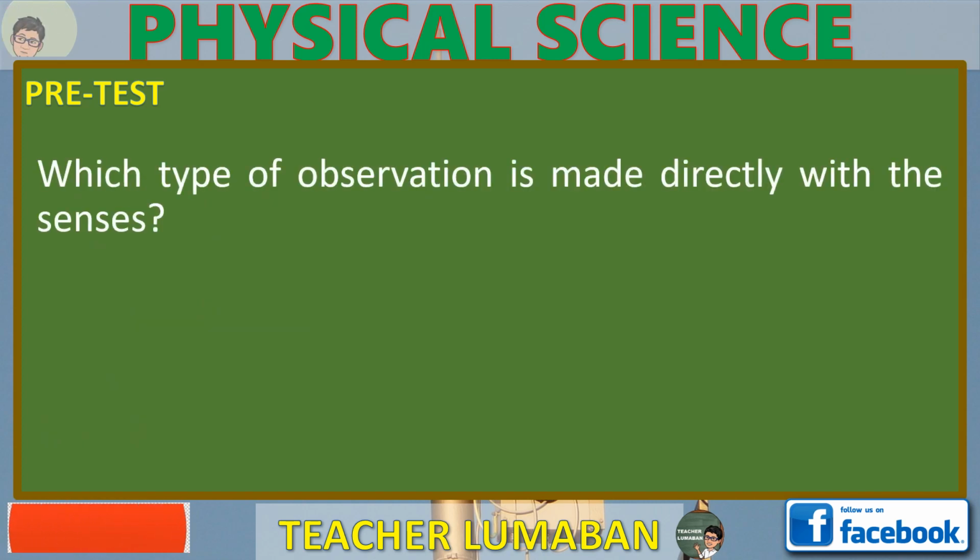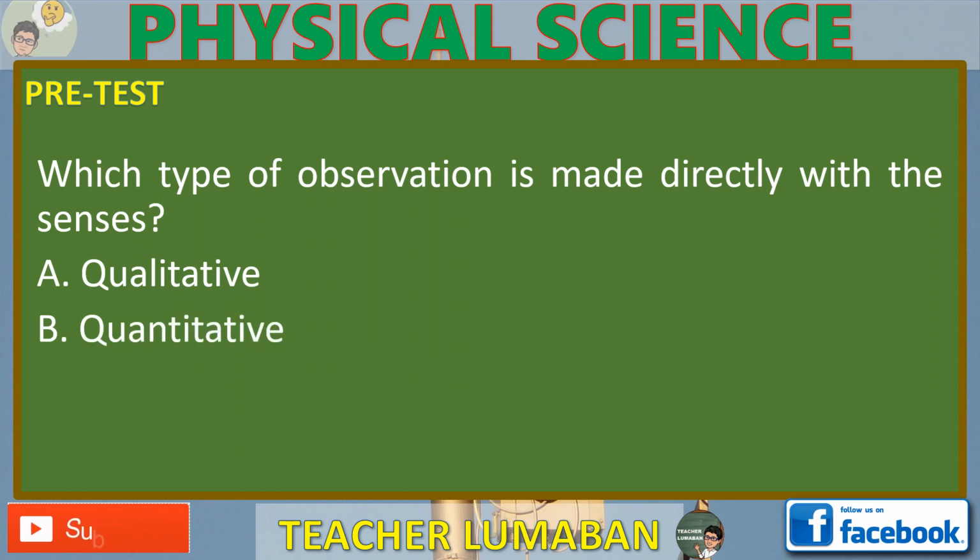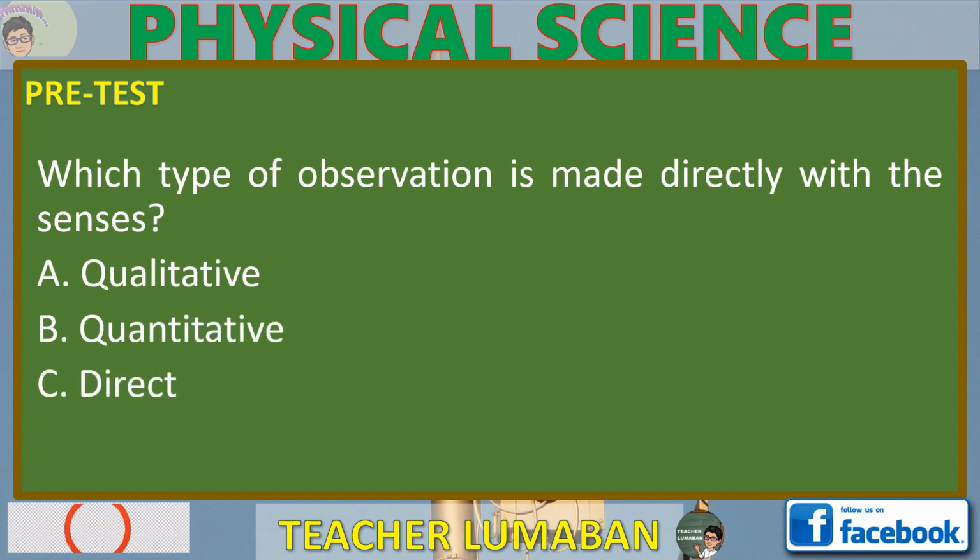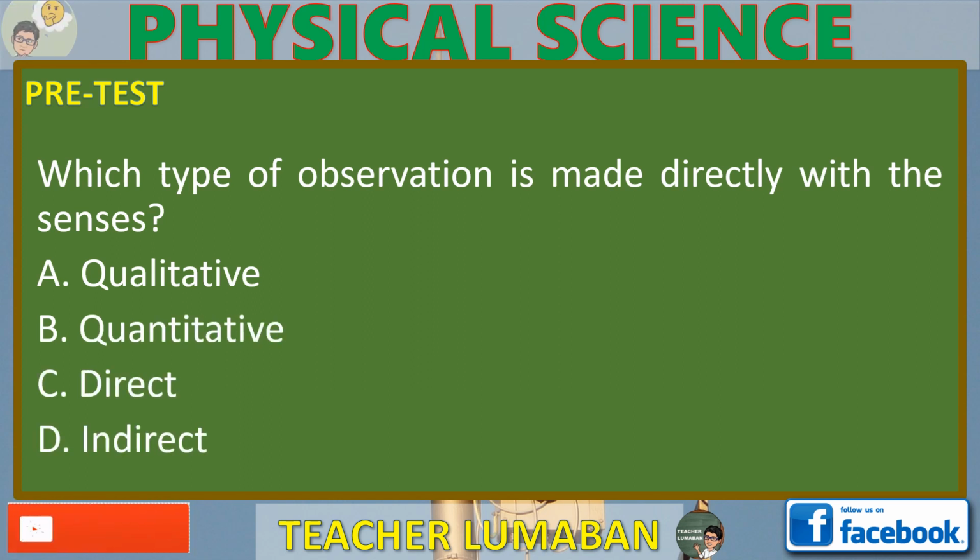Which type of observation is made directly with the senses? Letter A, qualitative. Letter B, quantitative. Letter C, direct. Letter D, indirect.